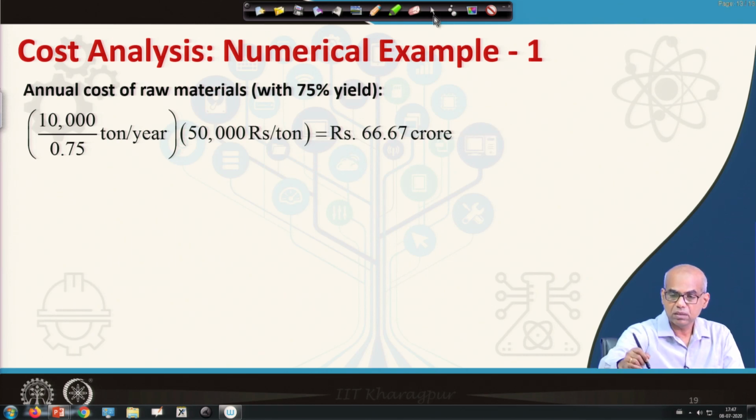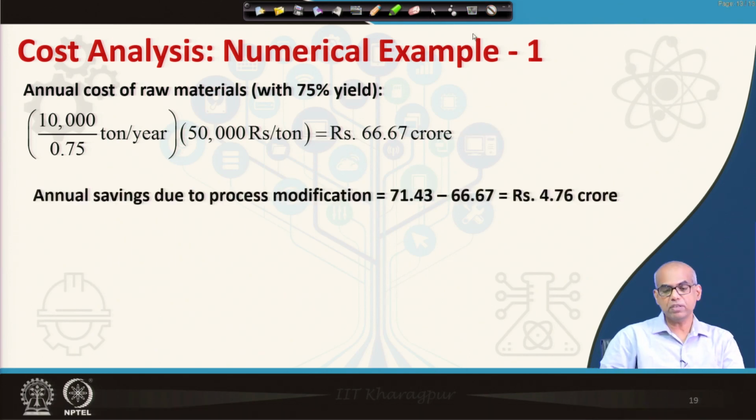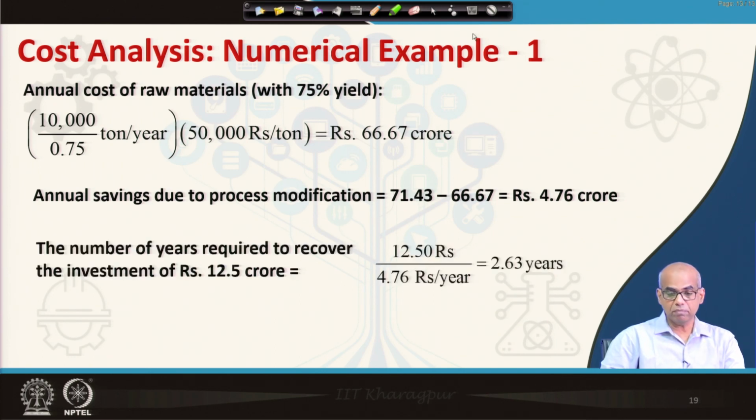So, what is the saving? The difference between these two. So, the annual savings due to process modification: 71.43 crore is the cost at 70% yield, and 66.67 crore is the annual cost with 75% yield. So, I get 4.76 crore as annual savings, and I am investing 12.5 crore for the proposed modifications. So, the number of years required to recover it is 12.50 divided by 4.76, which is 2.63 years. So, that is the answer.